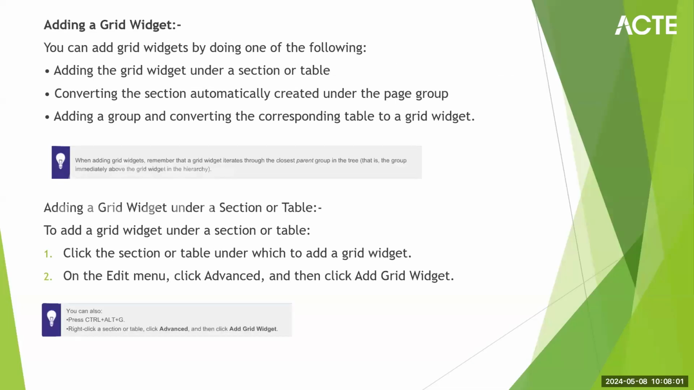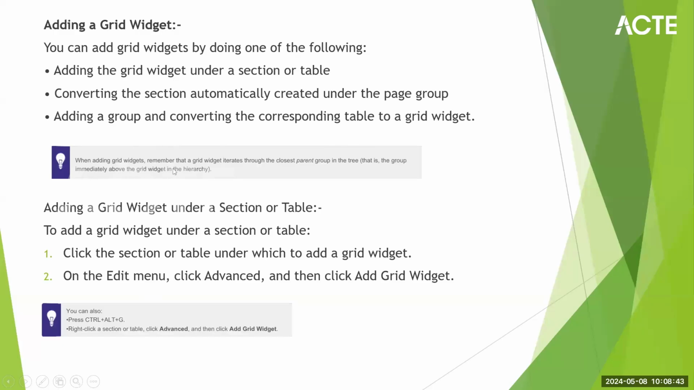Adding a grid. How do you add a grid? You can add a grid wizard by doing one of the following: adding the grid wizard under a section or table, converting the section automatically created under the page group, adding a group, and converting a respondent table to a grid wizard. Just don't memorize all of these, you will be confused. Even in the interview they don't ask; they'll ask only the difference between them.